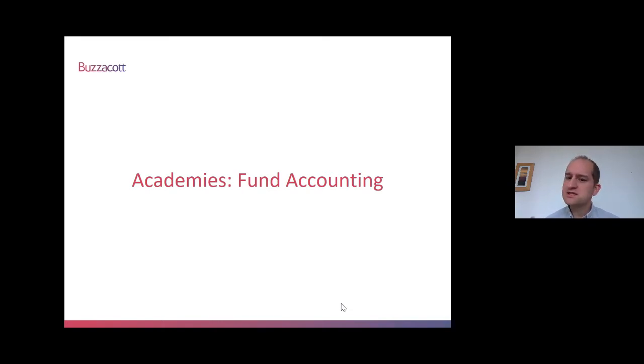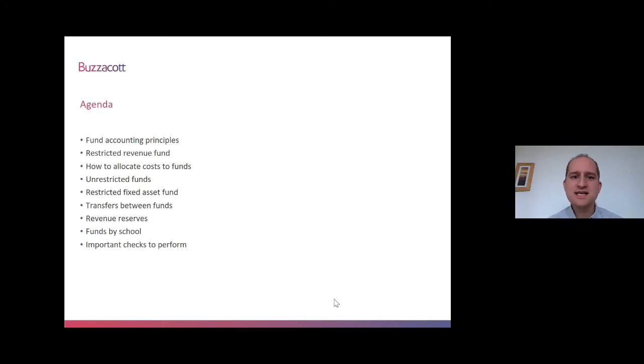Because it's important and because things can go wrong, it's worthwhile spending a bit of time going through what the key issues are with preparing a set of financial statements and getting the fund accounting right. With the next slide, that's what we're doing today. You can see the agenda here. We're going to look at some of those fund accounting principles, some of the different funds that we'll see in Academy accounts, how the information is put together for each of those, and then highlight a few important checks to perform to make sure that the fund accounting is correct in your financial statements.